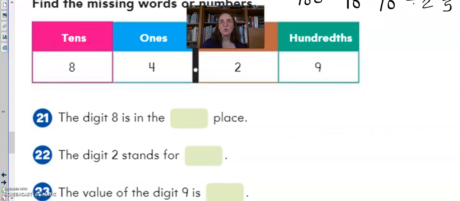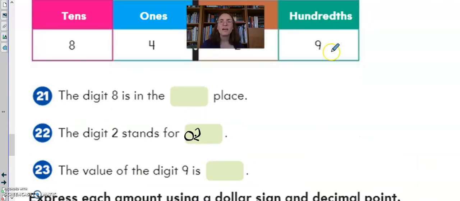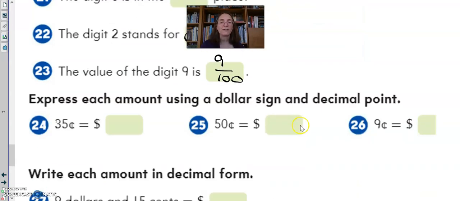So once again, we're using this word form. The digit 8 is in the tens place. I'm just going to say this out loud. The digit 2 stands for 2/10, and you could write this as either a fraction or a decimal. The value of the digit 9 is 9/100ths. I'm going to just throw that on there as a fraction for you. Either way would be fine.